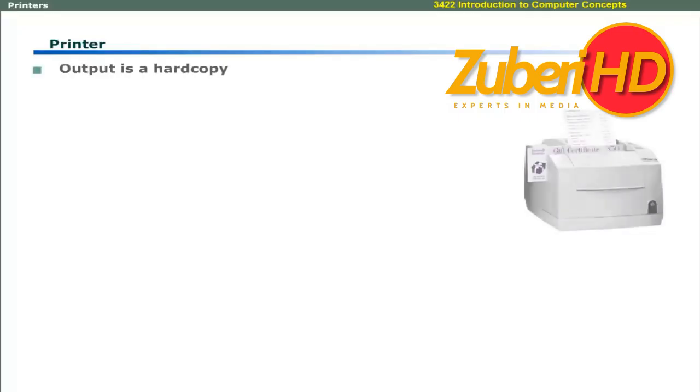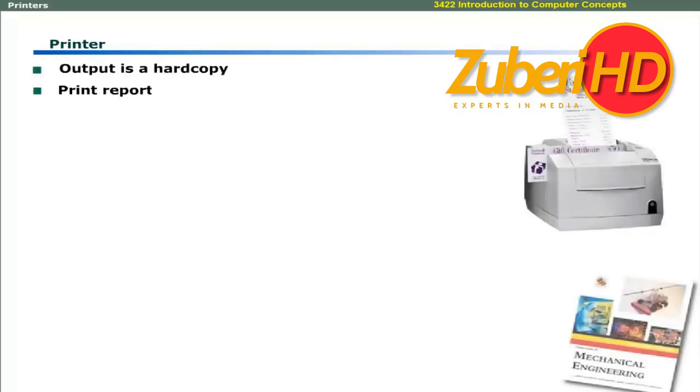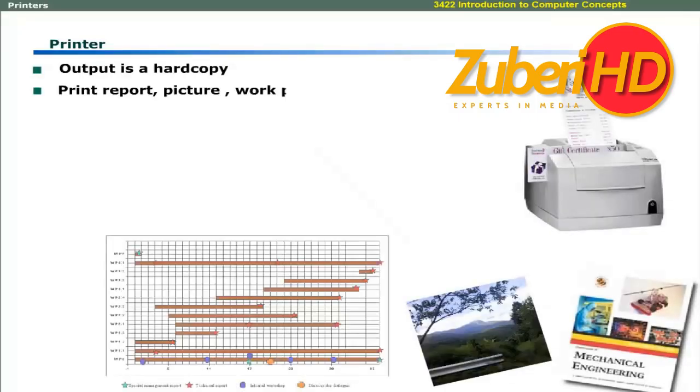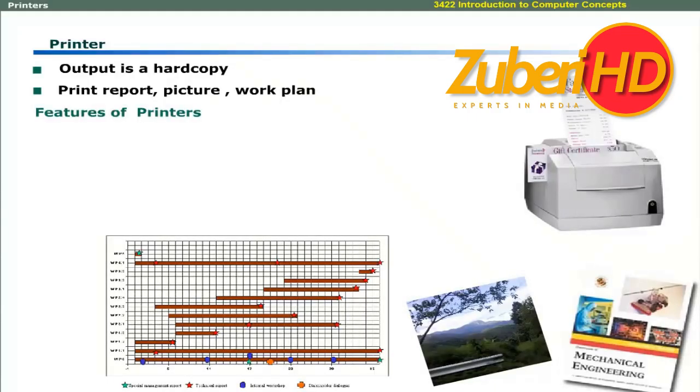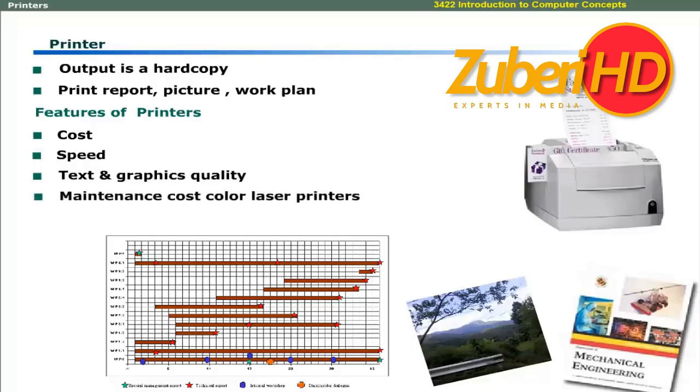The output of a printer is in the form of hard copy. You can print a report, a picture, or a work plan. The common considerations for printers are cost, speed, text and graphics quality, maintenance, add-on features, and even noise.